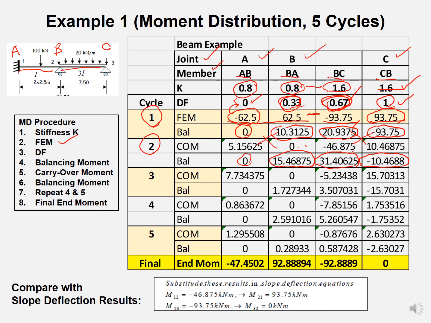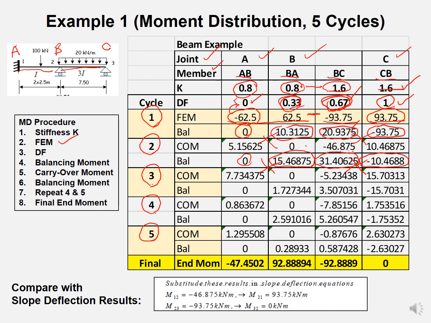Cycle number 3, you apply again the carryover moment. AB will go to BA, BA will go to AB, the half of the moment. BC will go to CB, and CB will go to BC. And then balance again, and you will complete cycle 3. You repeat for several cycles, in this case up to 5 cycles.